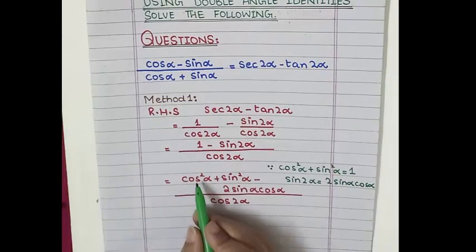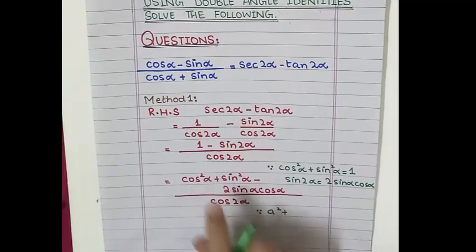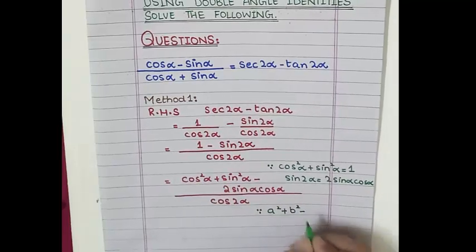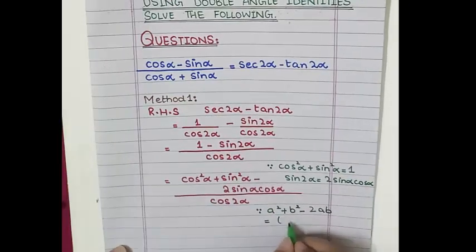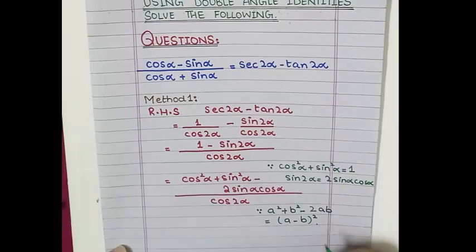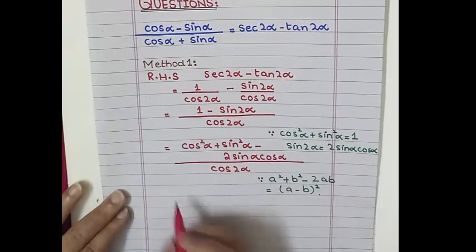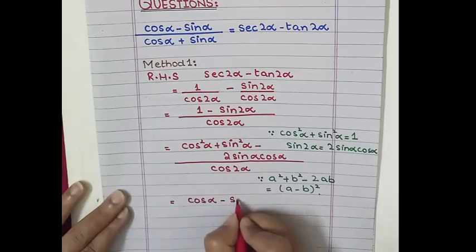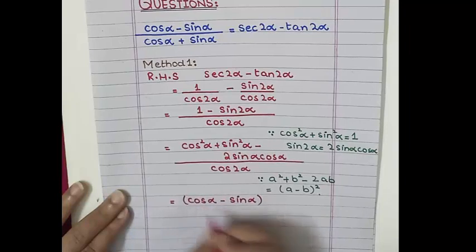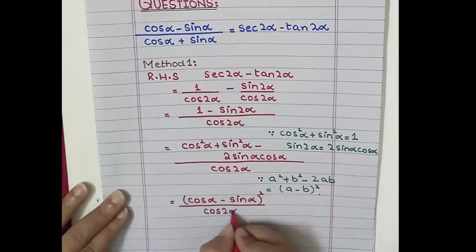Now this term, we can write it as a square plus b square minus 2ab, which is equal to a minus b whole square. So writing the numerator in the form of a minus b whole square, we have cos alpha minus sin alpha whole square divided by cos 2 alpha.